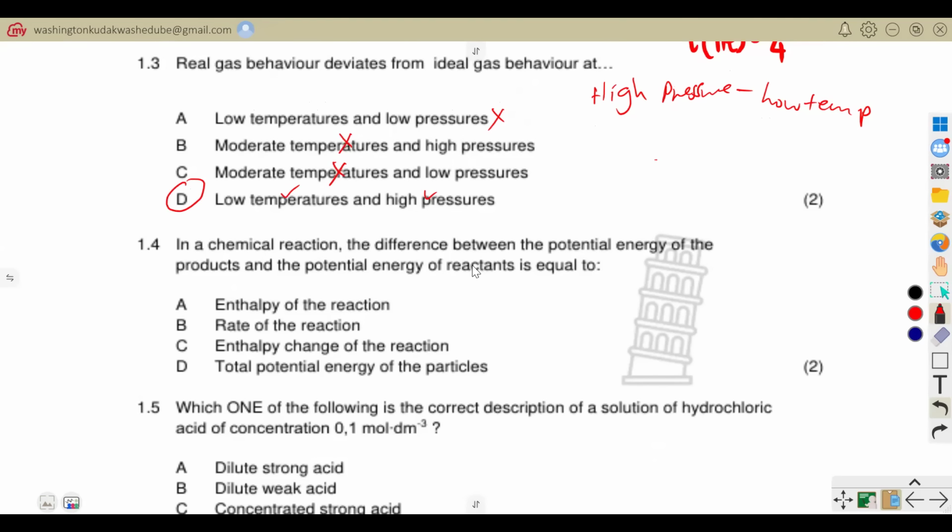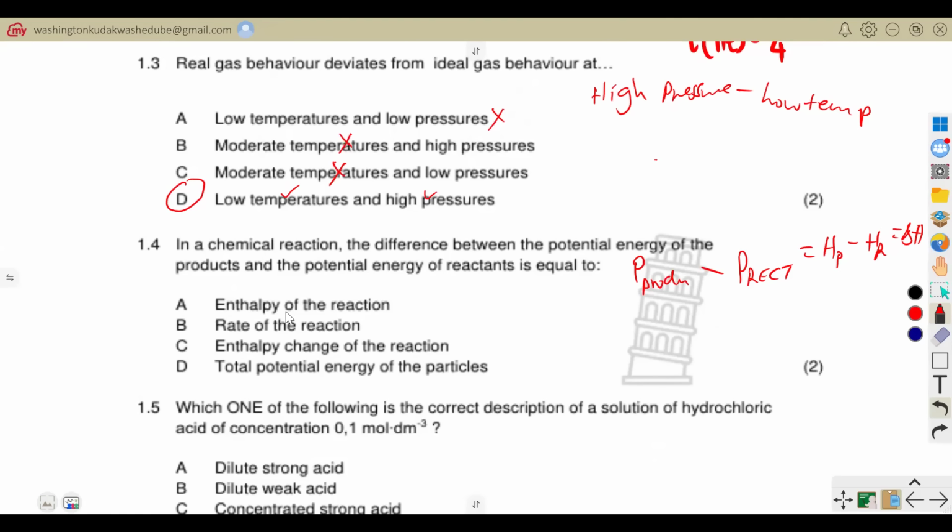Let's go to 1.4. In a chemical reaction, the difference between the potential energy of the products and the potential energy of the reactants is equal to what? So we get to say that the potential energy of the products minus the potential energy of the reactants is more like saying enthalpy of products minus enthalpy of reactants, and this one gives you the heat of reaction, which is the enthalpy change of your reaction.